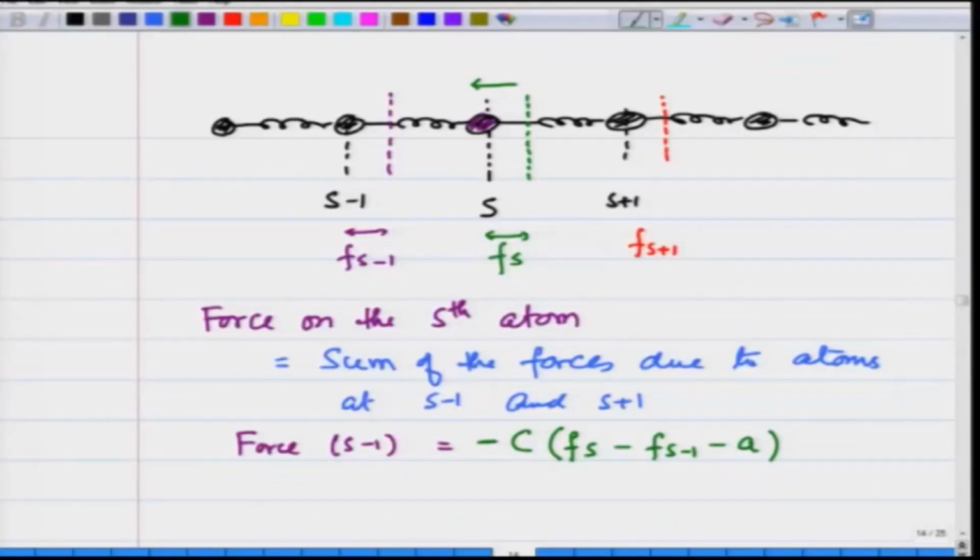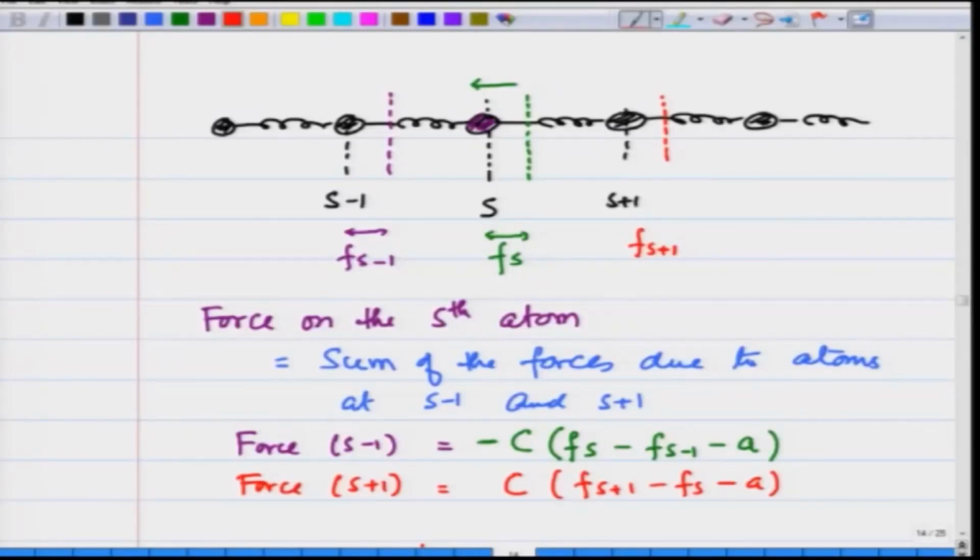Now, let us write the force due to s plus 1. This would be equal to C times f_{s+1} minus f_s minus a. Let us see again what the direction would be. If f_{s+1} minus f_s minus a is positive, that means this is stretched, right. Then again the spring will try to go back to its original position, and therefore, it will pull this sth atom to the right. So, this direction is correct.